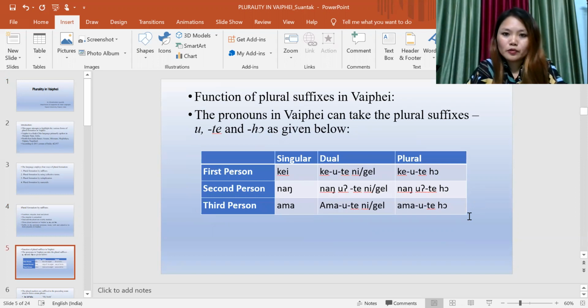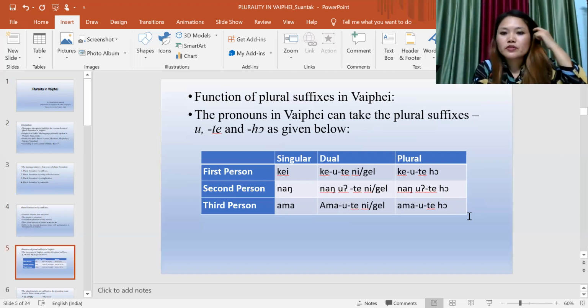So let's look into the function of plural suffixes in Vaiphei. The pronouns in Vaiphei can take all the plural suffixes. As can be seen in the slide, all three persons, first person, second person, and third person, can occur with all the plural suffixes, u, te, and ho. But one thing here is that when the first person singular, ka, occurs with the plural suffix u, the vowel a is deleted, and then it is pronounced as keu, keute, or keuho. So here we can see the deletion of the vowel when it occurs with the plural u.